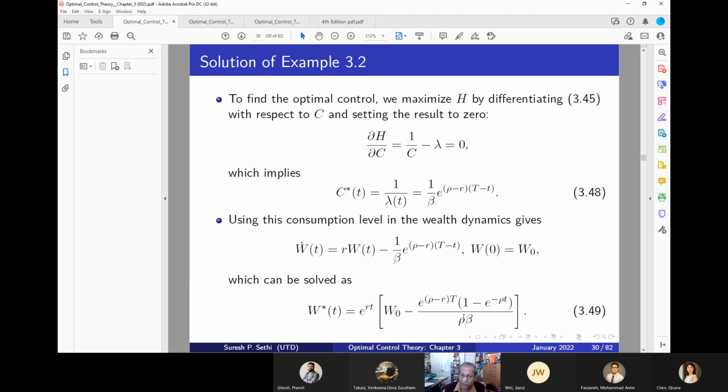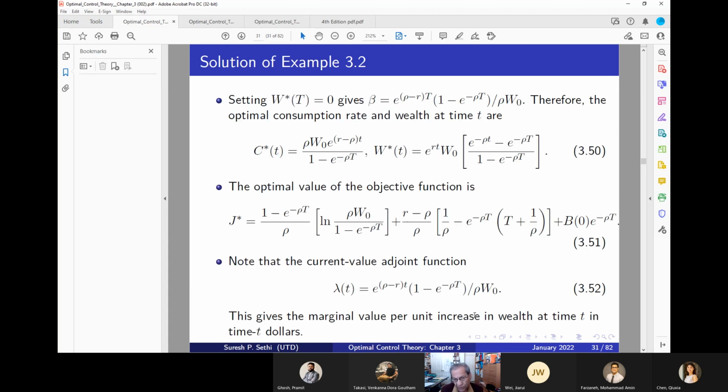So the beta gives you some sense of the value, the shadow price of your terminal wealth in some sense. Okay. So now the beta has to be determined. We put W star T equal to 0, and then W star T equal to 0 gives you beta equal to this value. So the beta, of course, this is initial wealth, so it can depend on the initial wealth. So this is our value of beta.